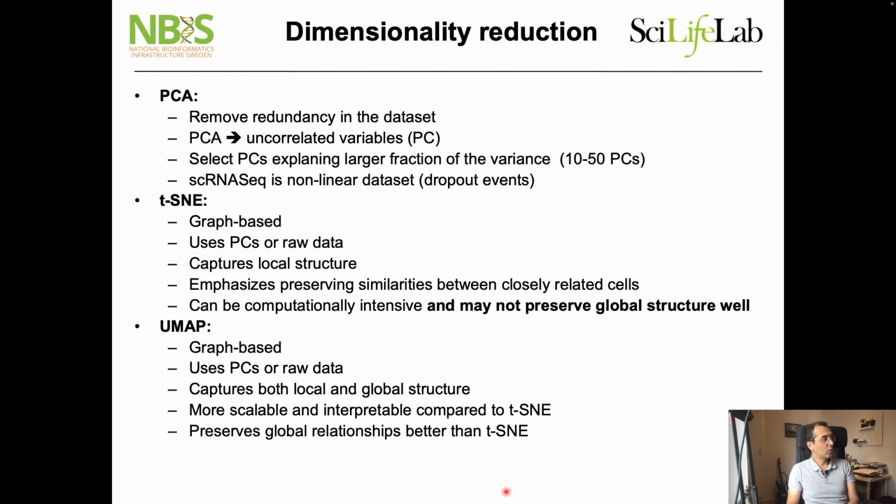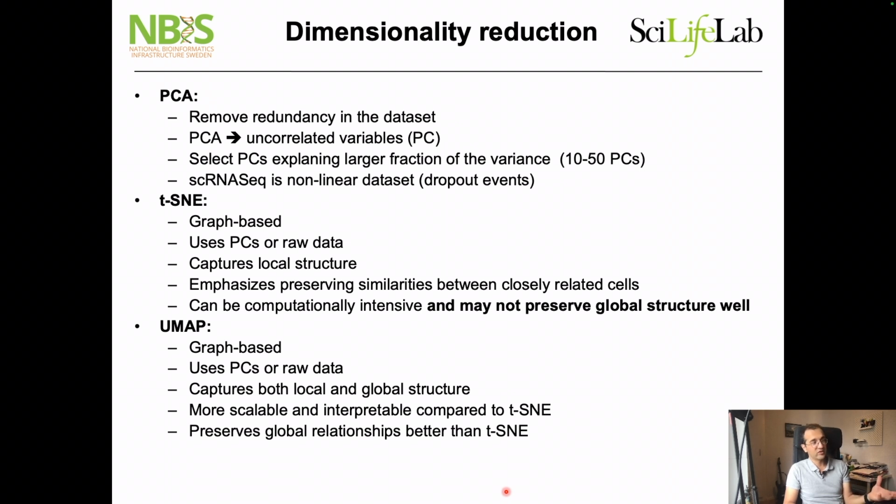But what we want to do is to identify PCs or principal components that explain a larger fraction of the variance, and those will be used for other approaches. Remember that single cell is a nonlinear data set, so PCA may not fit well, and approaches like t-SNE or UMAP can serve better. These two approaches are graph-based, and they use PCs, for example, and they can capture local structure. UMAP not only captures the local but also global structure.